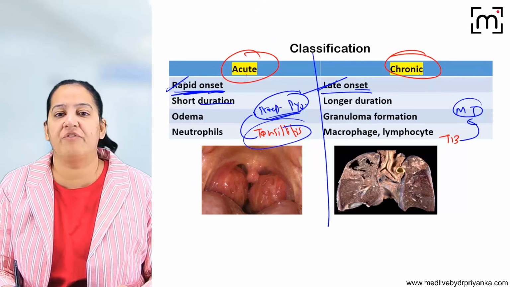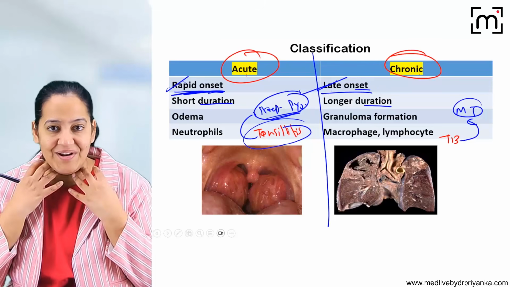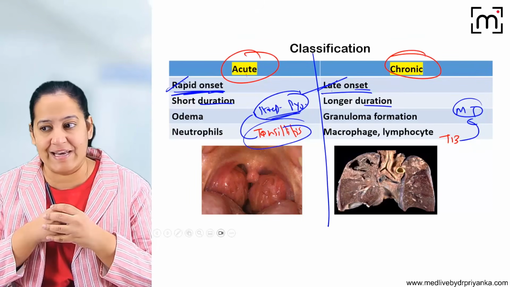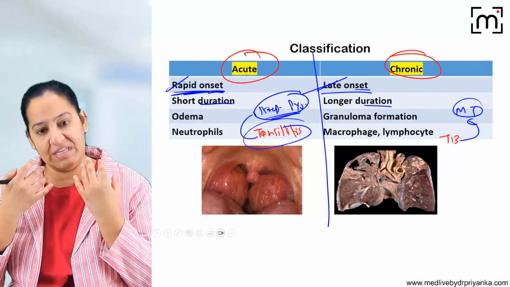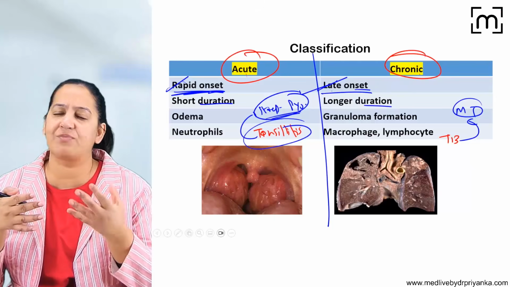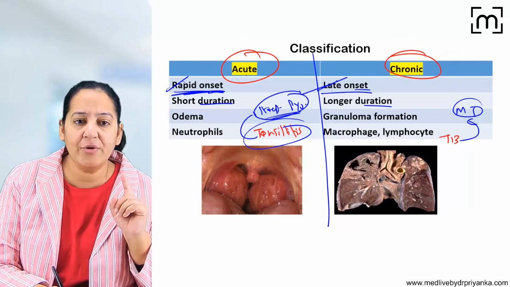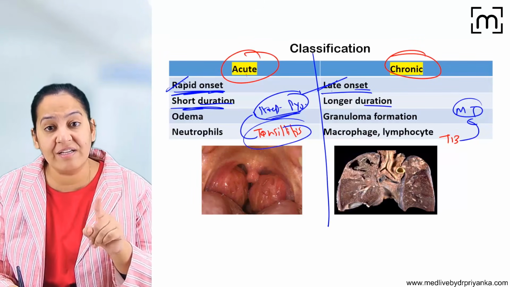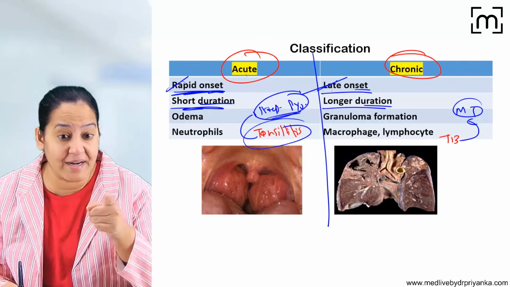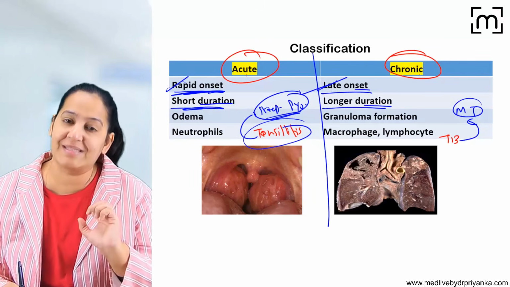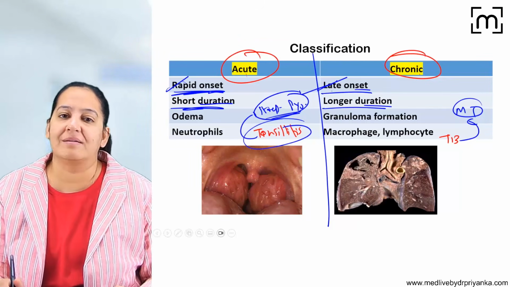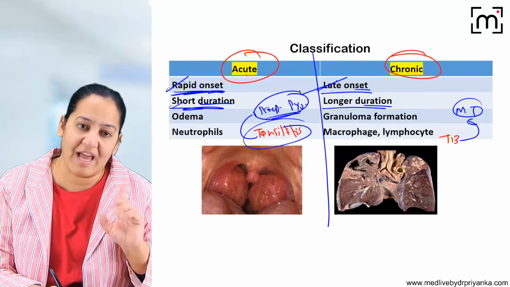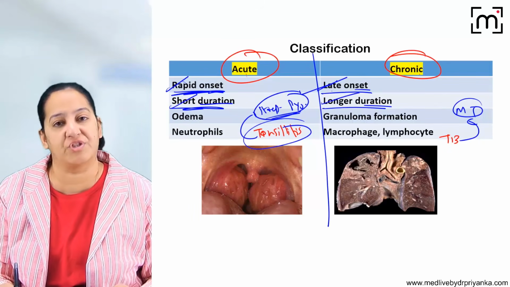Now coming on the duration of illness. Have you had tonsillitis in your life? I am having many episodes till now. Whenever we have tonsillitis, whether we take treatment or not, it lasts for 5 to 10 days. So your duration is short. But when someone has TB, if the patient takes the treatment, that is DOTS, the minimum duration is 6 months and maximum it is up to years. So duration is short in acute inflammation and long in chronic inflammation.